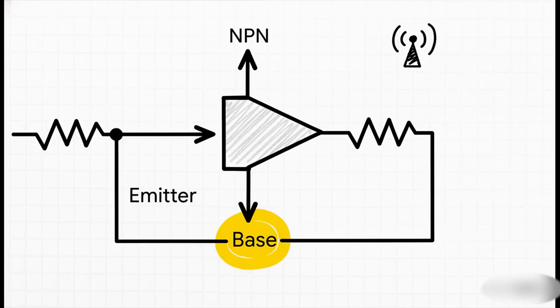First up, we've got the common base configuration. In this setup, the base terminal is the common connection point for both your input and your output. You should think of this one as the specialist. It's not the one you see everywhere, but for certain jobs, especially with high frequencies, it's absolutely unbeatable.